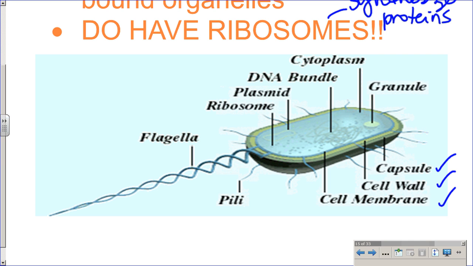What's on the inside? I've got little dots, and those dots are the ribosomes. What else do I have on the inside? Cytoplasm, the wavy little waves. What else is on the inside? Ignore the granule. The DNA bundle is kind of weird. You can just call it DNA. There's some kind of crazy curly stuff in here, that's our DNA, and they just call it DNA bundle because it's all bundled together.